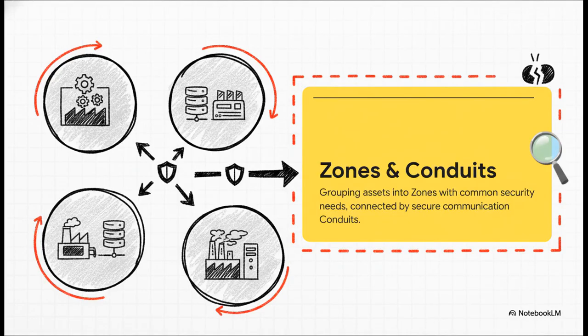One of the most powerful concepts in the whole standard is something called zones and conduits. It's basically a smart way to do network segmentation. Imagine your plant is a ship. You don't want one leak to sink the whole thing, right? So you have watertight compartments. That's what zones are. You group similar equipment together into a secure zone. The conduits are the secure doorways between those compartments. If a hacker gets into one zone, they're trapped. They can't just wander around the whole network.